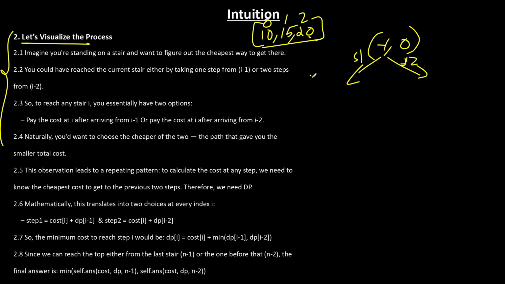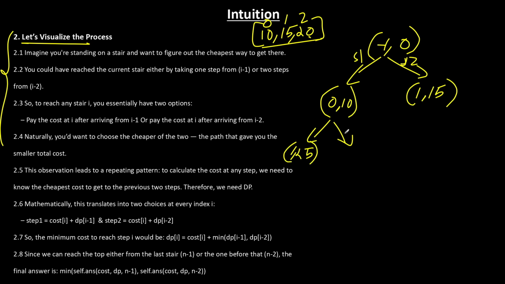So if you take one step, what will happen? You will come to the 0th index and the sum will become 10, right? And if you go for the two step part, the index will become 1 and the sum will become 15, right? Again, if you come here, we have two options from here. If we take one step again, the index will be 1 and the sum will be 25. And if you skip one step, then we will be standing at index 2 with sum as 30.